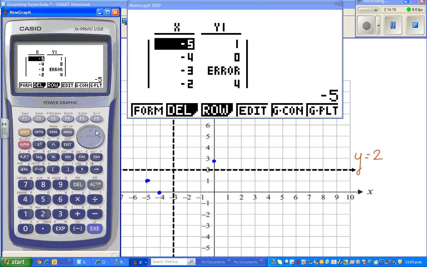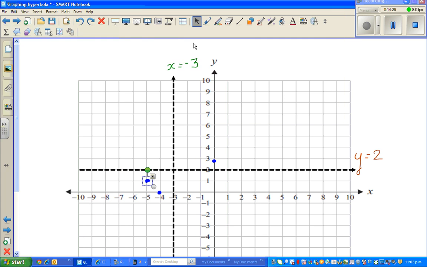Let me take one more point. This is what I wanted to explain: at negative 3, the function has an error. When it's negative 2, it's 4. Negative 2, 4. Where is my negative 2? Negative 2, 4. Yes, it goes up. Okay, I'll continue this in the next video. Thank you.